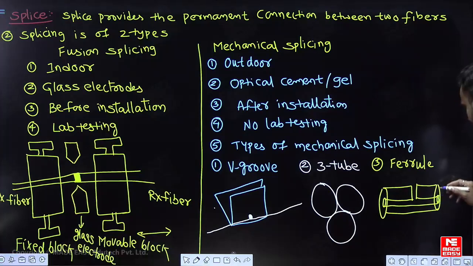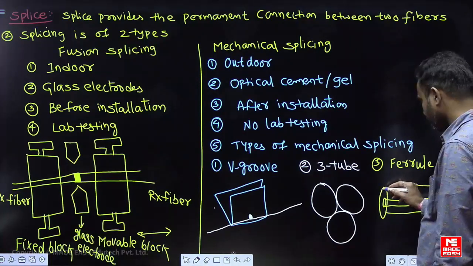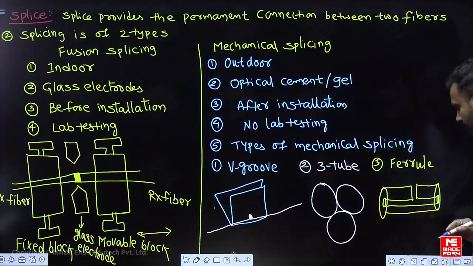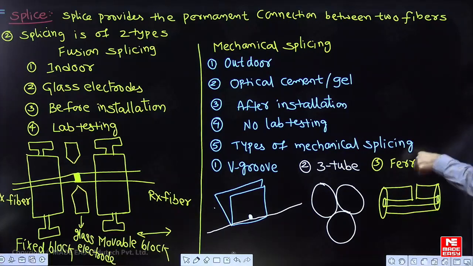This is called the ferrule. So this is the setup of the ferrule we are having. Hope you understand. See, a small hole is present here, and from the top also a small hole is present here.